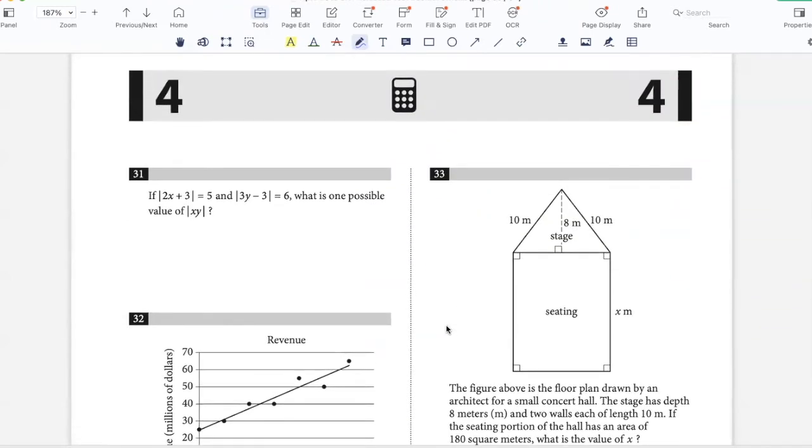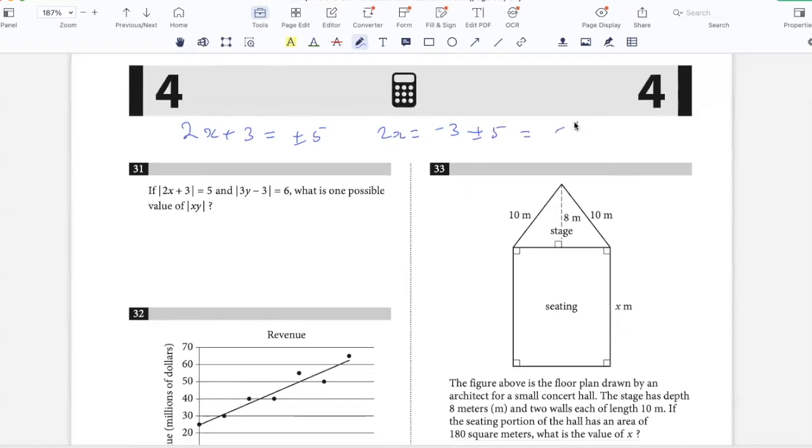If |2x + 3| = 5 and |3y - 3| = 6, what's one possible value of |xy|? So 2x + 3 should be ±5. So 2x should be -3 ± 5, which is -8 or 2. So x should be -4 or 1.